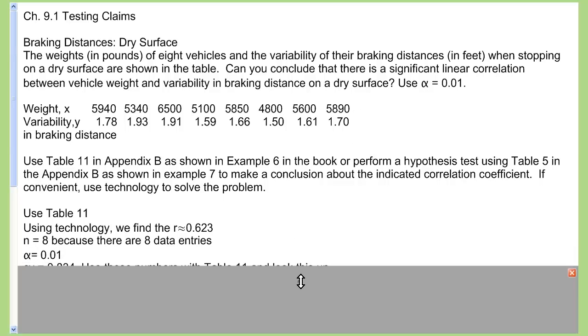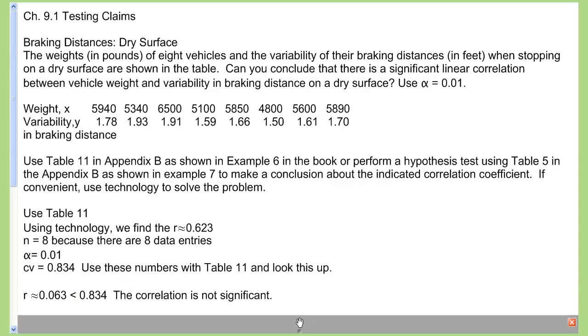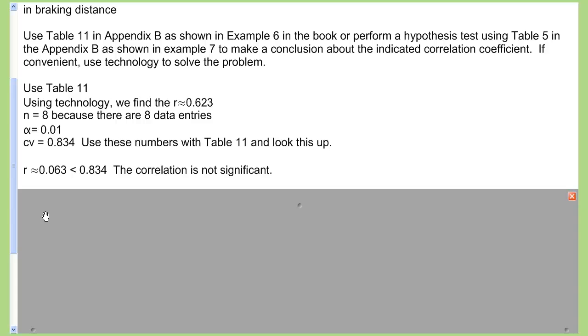And your significance is 0.01. If you look up in the back of the book, you look this up on Table 11, 8 at that significance level, you'll find out that your critical value is 0.834. And then you just take R and you say, here's R, it's less than the critical value, so this correlation is not significant.